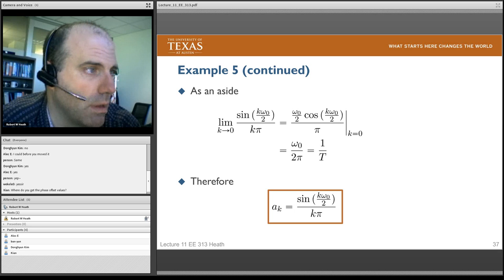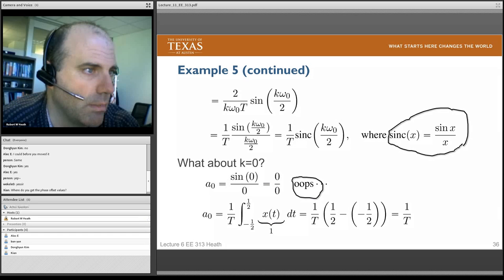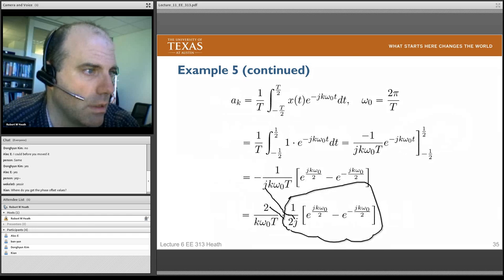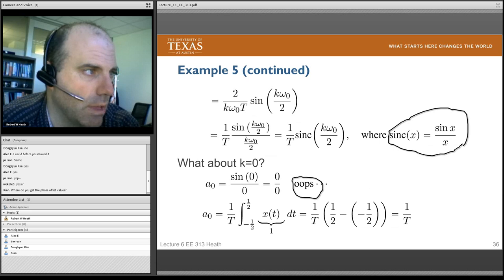Now, it turns out that this isn't actually a problem, because it is known that if you look at the sinc function and take the limit as k goes to 0 using L'Hopital's rule, which I tried to use on one earlier quiz incorrectly, but here it's correct, you get 1 over t. So in fact, the sinc function does work out here, and you get basically 1 over t.